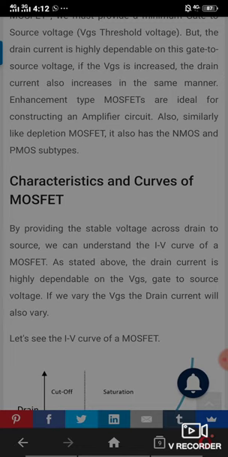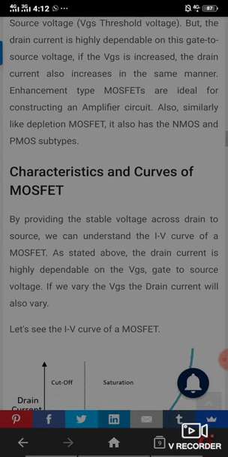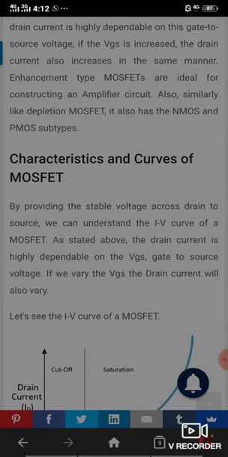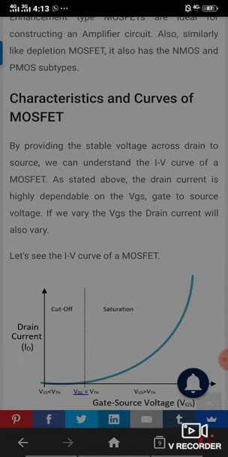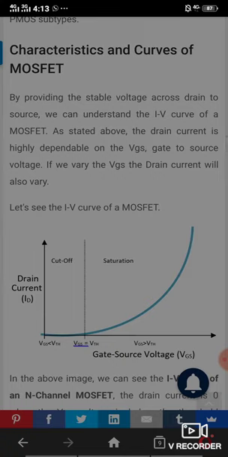Characteristics and curve of MOSFET. By providing a stable voltage across drain to source, we can understand the IV curve of a MOSFET. As stated above, the drain current is highly dependent on VGS, the gate to source voltage. If we vary the VGS, the drain current will also vary. Let us see the IV curve of the MOSFET: ID versus VGS.